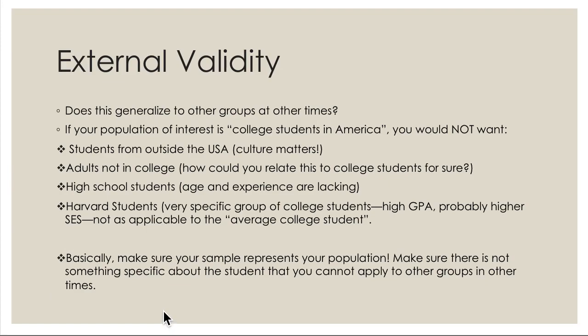Adults not in college. So if you're wanting to generalize to college students, you really should get college students to be in your sample. High school students, okay, these are still not college students, their age and experience could be problematic. Harvard students would also probably not be as good of a sample as you'd want. Better than, say, some of these others, but not quite as good because they typically might have a high GPA. They probably have a much higher socioeconomic status, so they're not really applicable to the average college student, right?